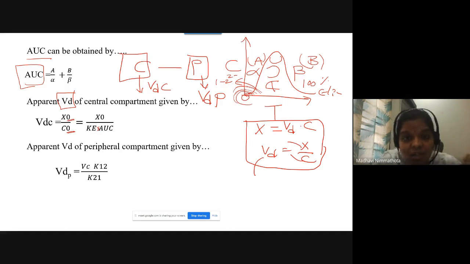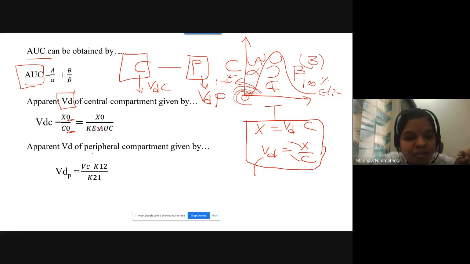For that reason, there is a need to consider your elimination process also when calculating the initial plasma drug concentration. So how will you get the initial plasma drug concentration here? By taking into consideration elimination and AUC. So the VDC is X naught by Ke into AUC.